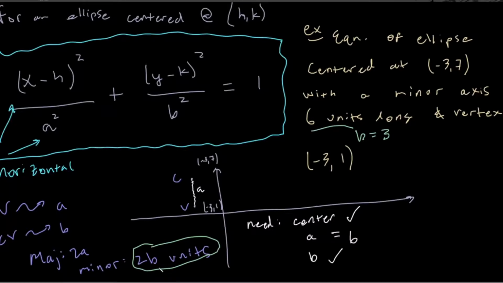So the minor axis is always 2B units long. The problem told us that the minor axis was 6 units long, so 6 equals 2B. That means that B equals 3. Is that good, Graham? Is everybody comfortable with how we found A and B just now? How did you find A? A is the distance from the center to the vertex. And just graphing them, I can see that they're 6 units apart.